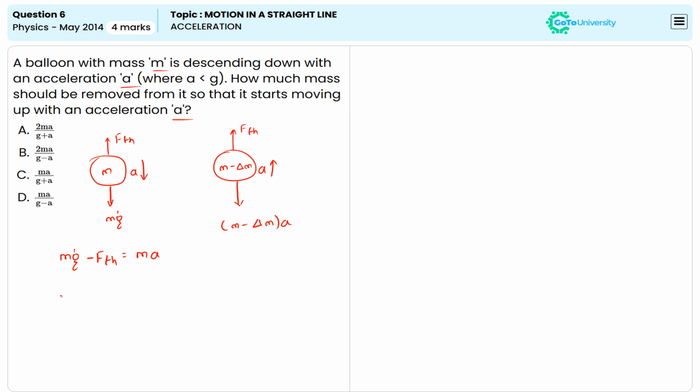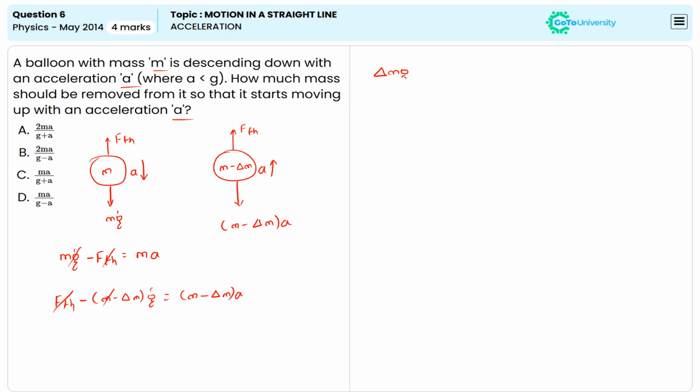Then if I write this in terms of an equation, it becomes upward force, that is thrust force, minus m minus delta m times g, which is equal to mass into acceleration, that is m minus delta m into a. Then the thrust force and mg get cancelled here. Then this remains, that is delta m into g.